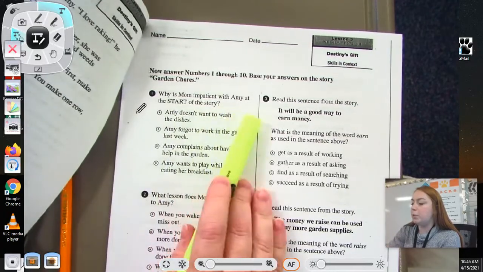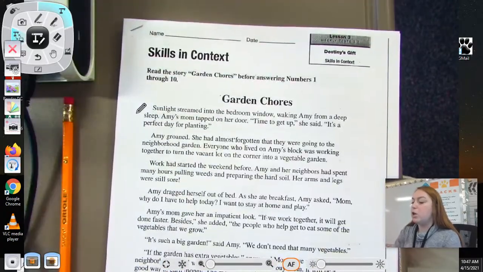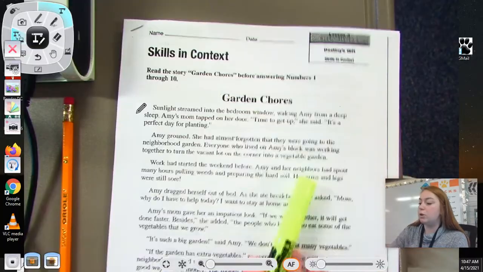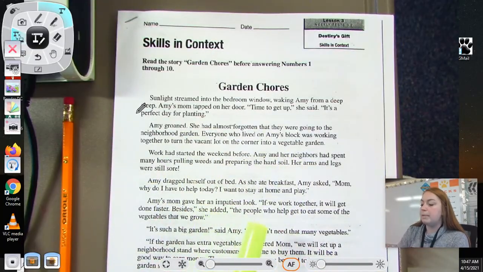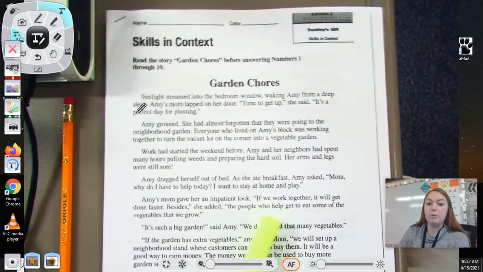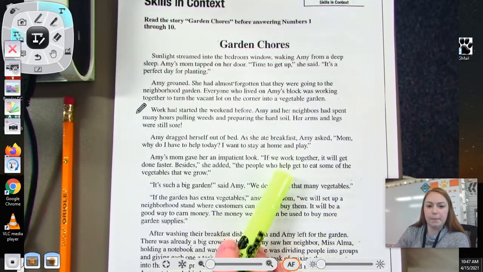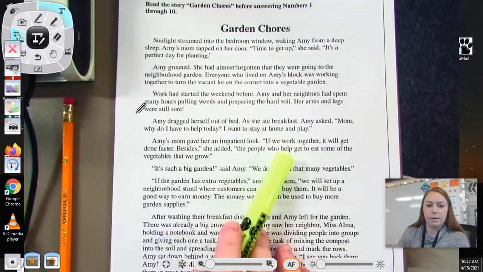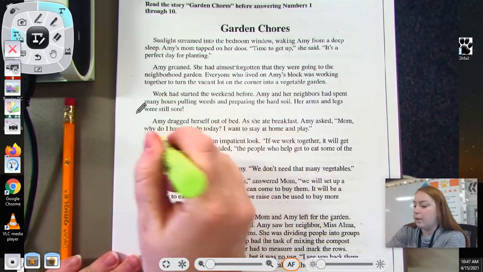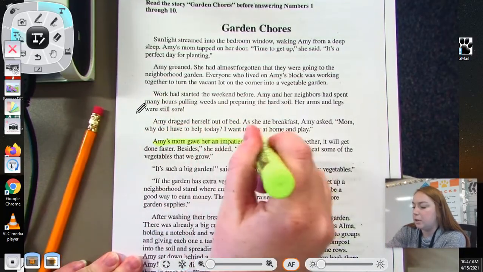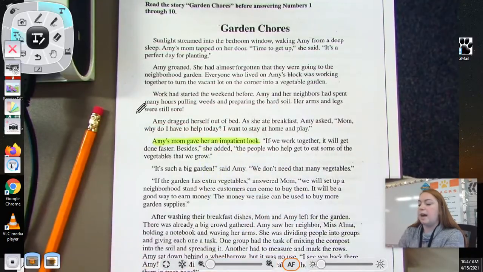So the first one says, why is mom impatient with Amy at the start of the story? So then you could go through your story and look at why we think her mom is impatient with Amy at the start. When you find that, let's look down here. Amy's mom gave her an impatient look. Things like that. So we use the highlighter to mark where we think the answer to that question is. So that's one way you could use your highlighter.